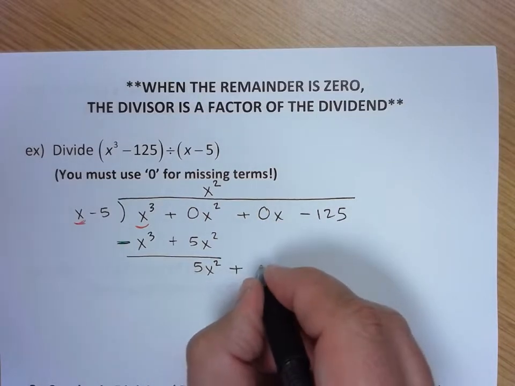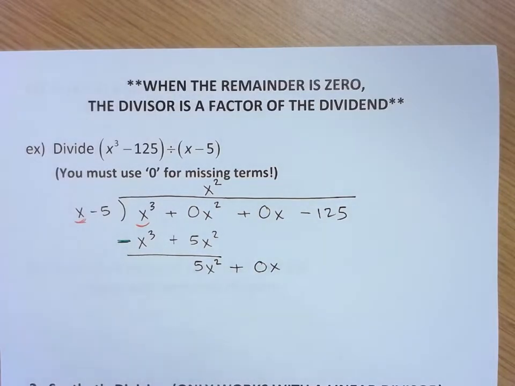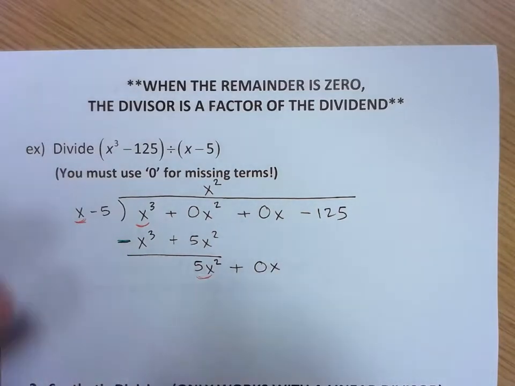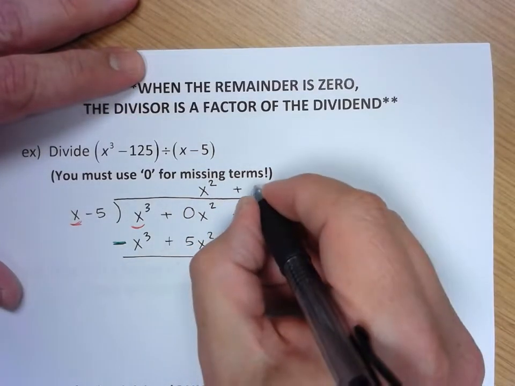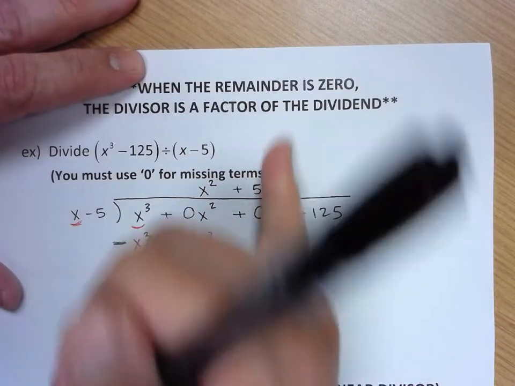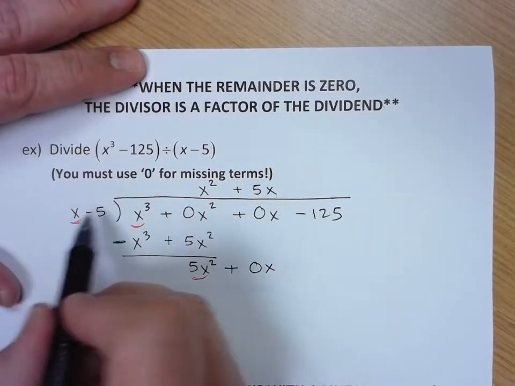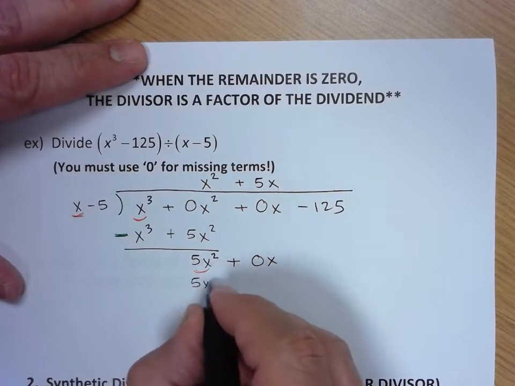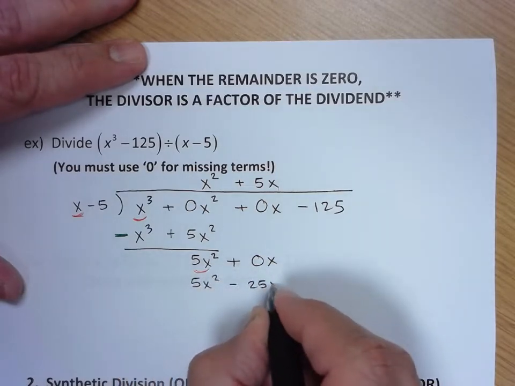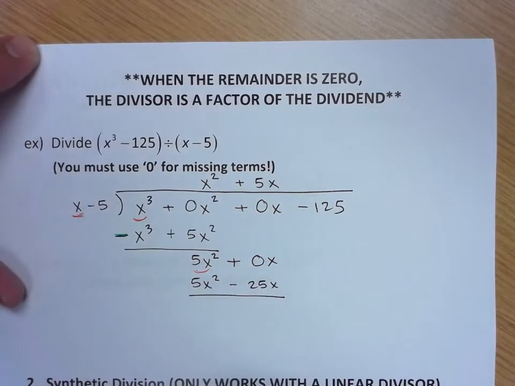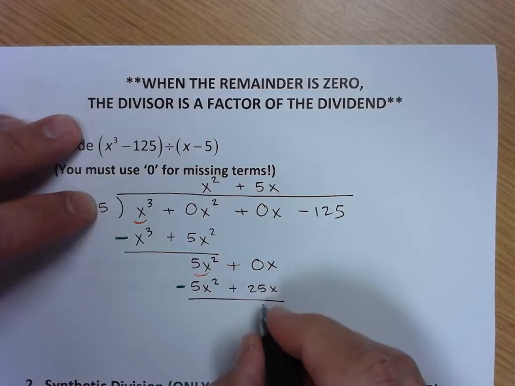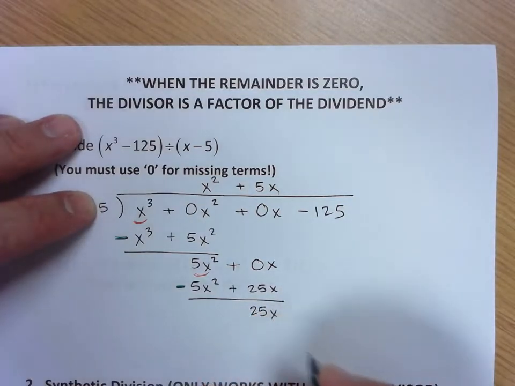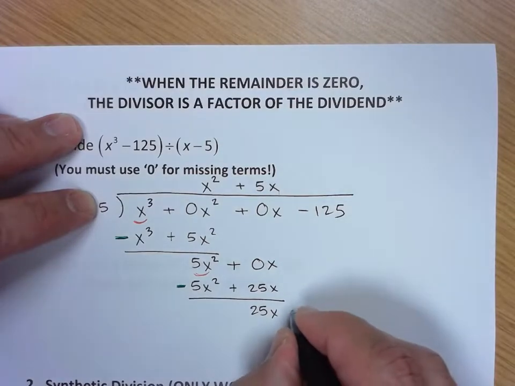Now your next term you bring down is just the 0x. And the division starts all over again. X goes into 5x squared, 5x times. So since the next part of my quotient is x, I'm going to put it above the x column. 5x distributes to those two to give me 5x squared minus 25x. Change my signs to accommodate the subtraction, so that those can cancel out to 0 like you want. These add up to 25x. And then finally bring down that last term of negative 125.